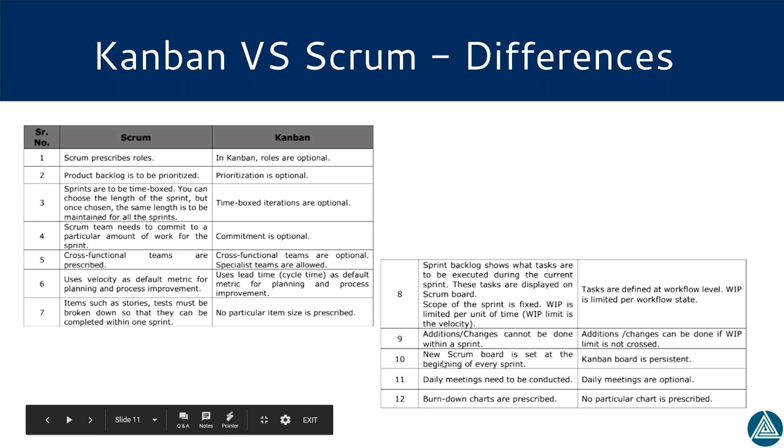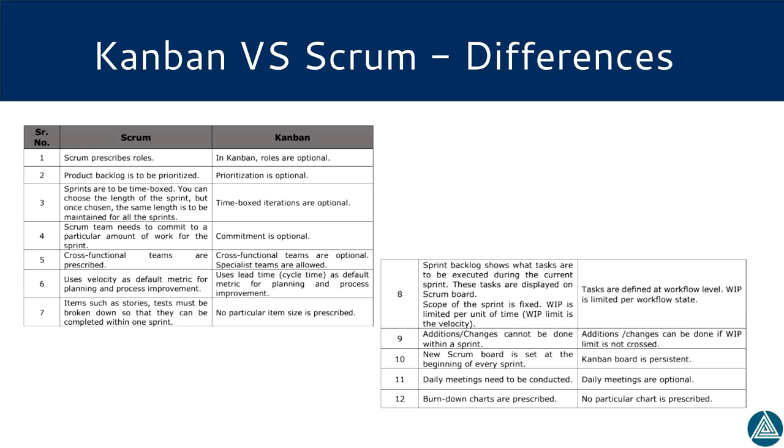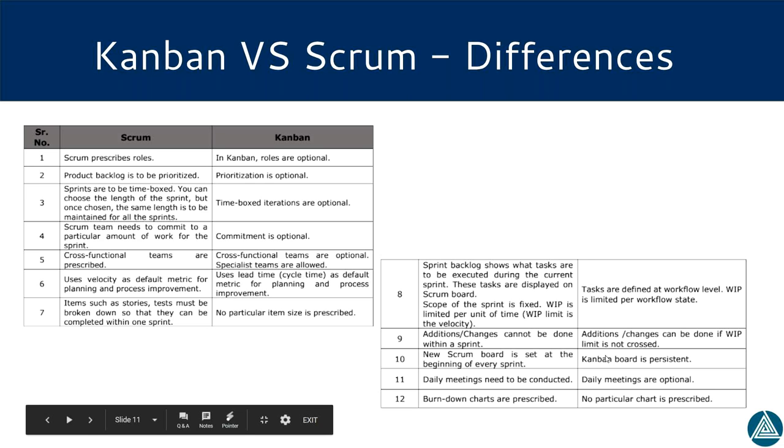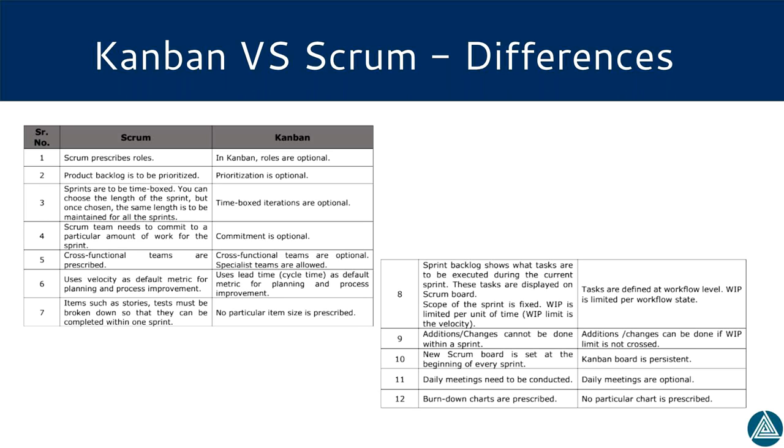In Scrum, at the beginning of the sprint, the Scrum board is set. It can't change. And in Kanban, we will use the same Kanban board across the sprints. Daily meetings need to be conducted. In Kanban, daily meetings are optional if the team requires. And the last one, burndown charts are prescribed, but in Kanban, they are not necessary, but you can use it. I know it's a lot of information here, but I think the information here is very legit and very clear. Any questions or any doubts about this?